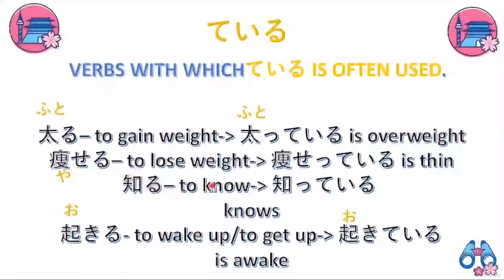Now, 知る, to know. So if someone knows something, we would say 知っています. Even if we want to ask something, do you know? We would ask 知っていますか? And 起きる, to wake up, to get up. If you're talking about someone being awake, you would say 起きています. Again, continuous form. So these ones will be very often used with ている.